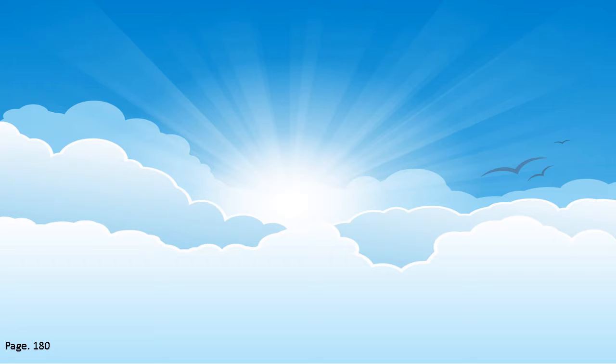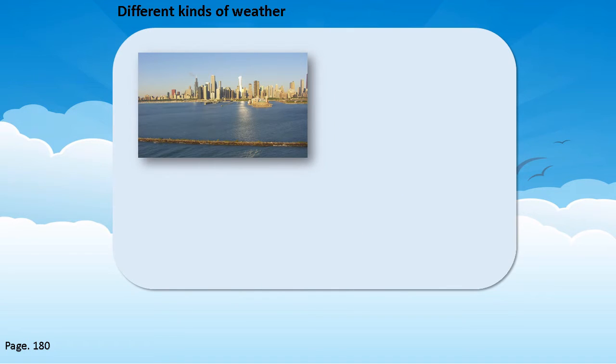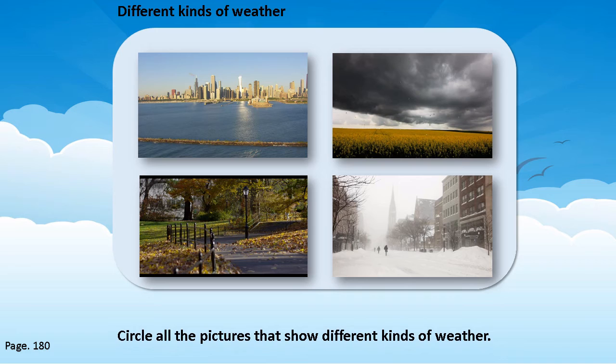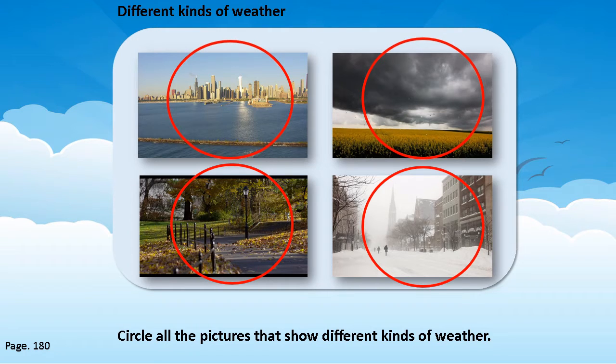Let's proceed to solve the exercise on page 180 in our science book. And here we are asked to circle all the pictures that show different kinds of weather. So, do you see different kinds of weather in this page? Excellent job! Yes, we can see 4 different kinds of weather. So let's circle them. First of all, we have a sunny weather, a rainy weather, a windy weather, and finally, let's circle the snowy weather. Good job!